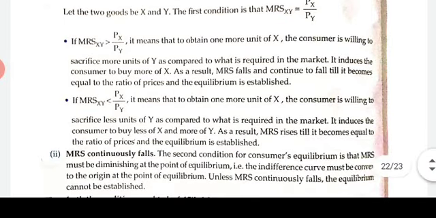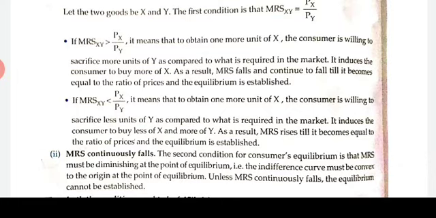Another case is if MRS XY is less than PX by PY. It means that to obtain 1 unit of X, the consumer is willing to sacrifice fewer units of Y. That means the consumer wants to consume more of Y. As the consumer consumes more of Y, the MRS will rise, and it will rise up to the point till the equilibrium is established.